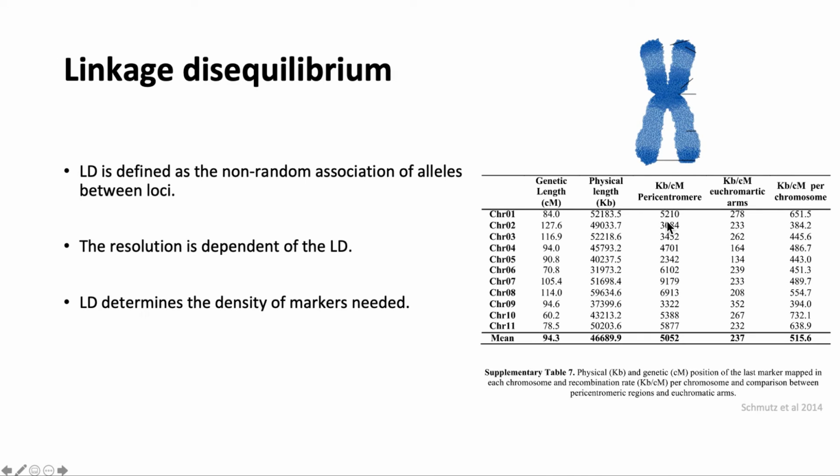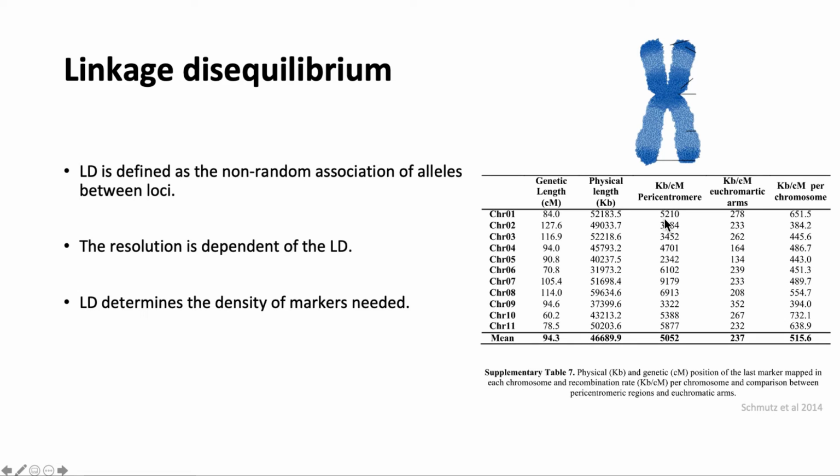And you can see here, for example, just focusing on chromosome 1, we have that one centimorgan, that is 1% of recombination in the population. It's equal to 5,210 kilobases. A kilobase is 1,000 bases, so that means about 5 million bases.